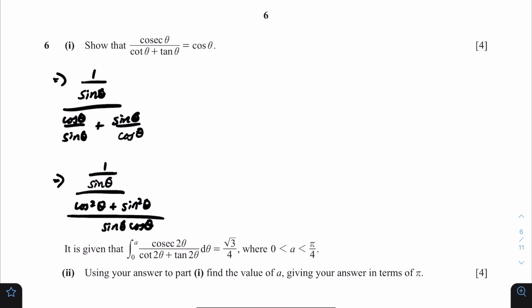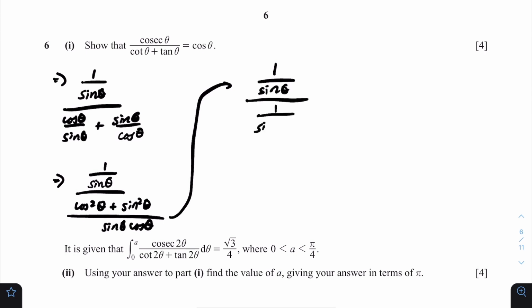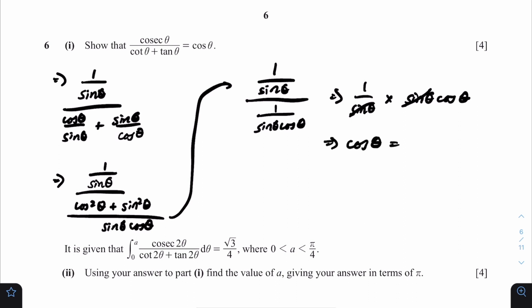So we know that sine squared theta plus cos squared theta is actually equal to 1. Therefore, we can say that this is equal to 1 over sine theta over 1 over sine theta cos theta. When we divide, we can express it as 1 over sine theta times the flipped fraction of the second one. So that would be times sine theta cos theta over 1. And then the sines cancel out, and you're left with cos theta, which is equal to RHS as required.